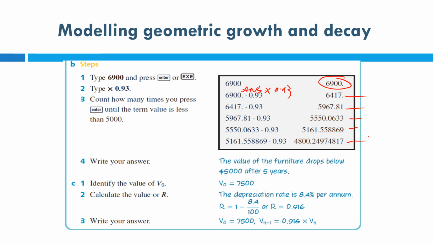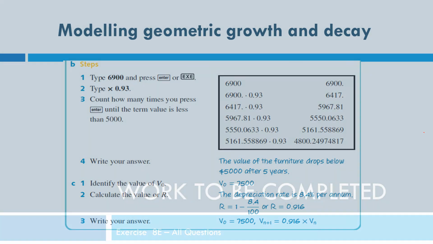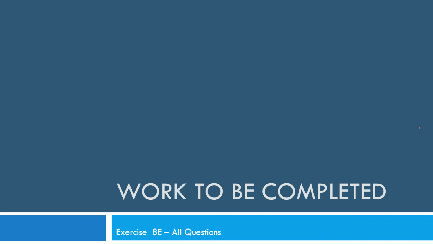So then, Miss, the question says the value of the furniture drops below 5,000. 1, 2, 3, 4, 5. 5 years, it drops below 5,000. And that's it. Done. So have a go at doing 8E or questions.